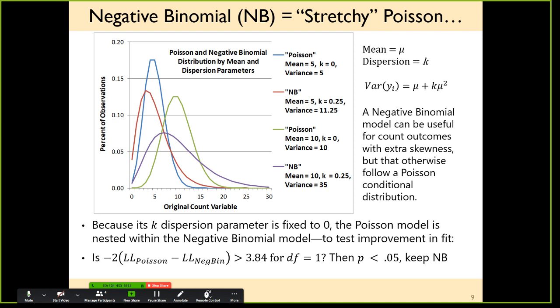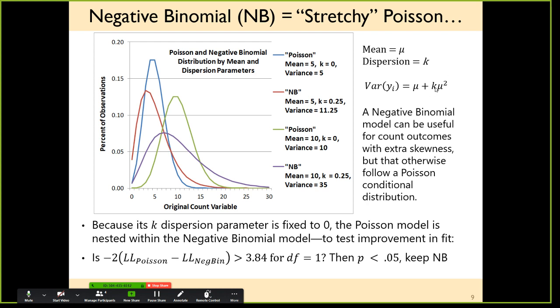So I made you a picture to show you what this distribution would look like. This is one of the few times I made my very own picture. Very proud of that. So the blue line versus the red line. They each have a mean of 5. But whereas the blue line follows Poisson, where the variance is also 5, the red line has an extra K stretchy factor of 0.25. So it creates an expected variance of 11.25 instead. Same thing with green versus purple. The mean is 10 in both cases, but purple has a stretchy factor. So this basic shape, where you have a lot of people at the low end and then a big tail, that's very common for count data.